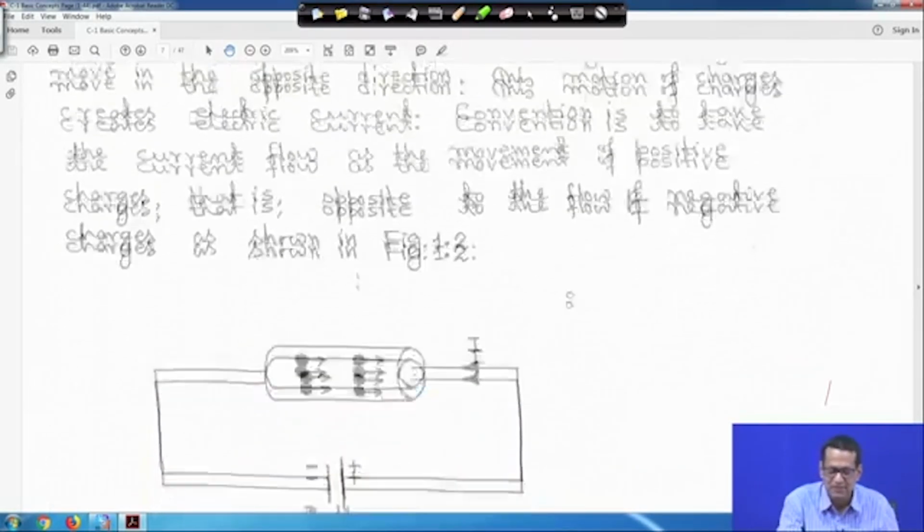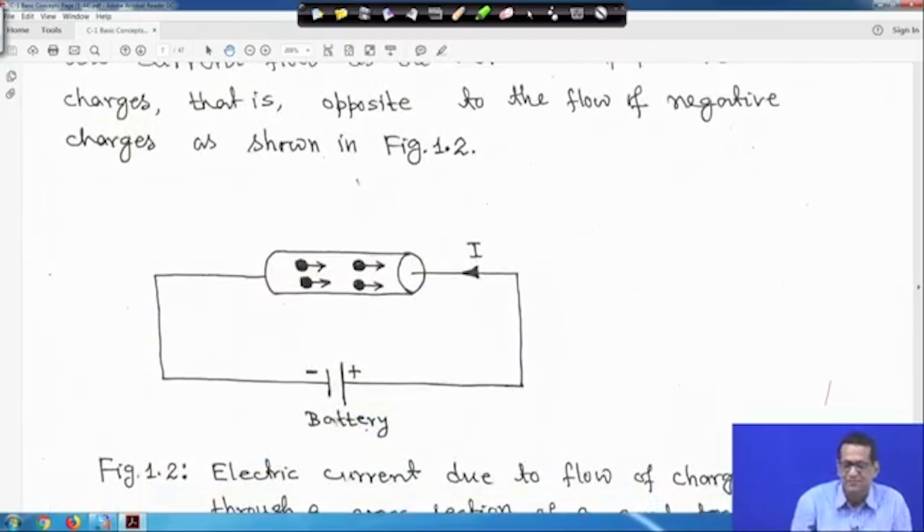If you look at this, suppose this is a battery, shown a little bigger to show the charge flowing. This is the negative terminal, this is the positive terminal. So, the current will flow in the direction of the positive flow of charge, this way, from plus.